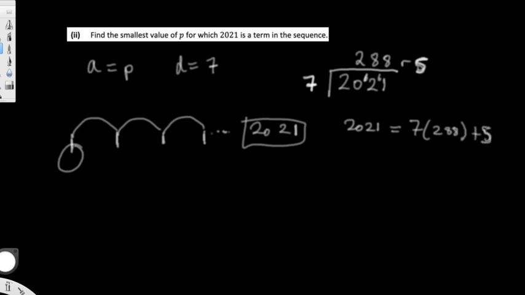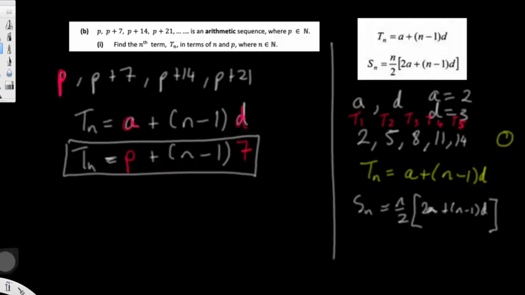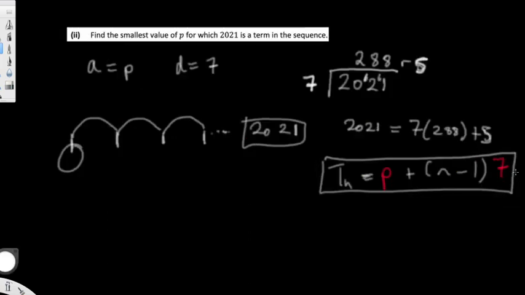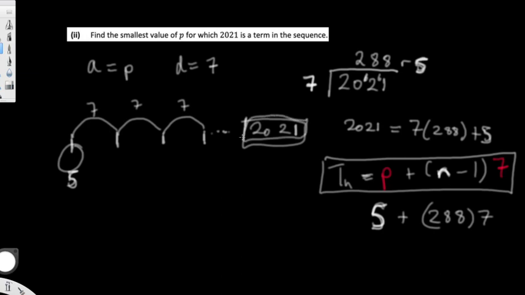And you see, this fits right into our formula, right? So what was our formula from the previous page? Let me just take that over. If we take the p to be 5, and then n minus 1 ended up being 288 times the 7. How do we get 288? That would be the 289th term in the sequence. So if this starting point is 5 and we jump forward 7 and we jump forward 7, after doing this jump forward 288 times, then we land exactly on 2021.